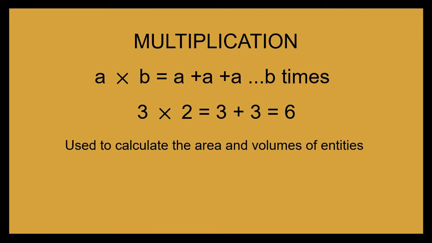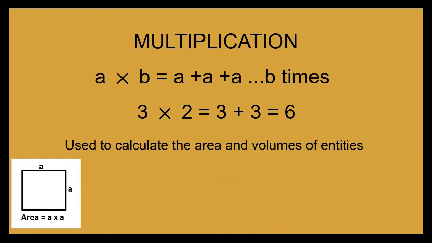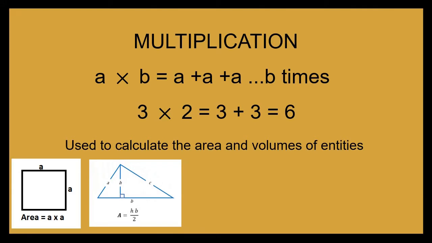Now, multiplication was a lifeline of mathematicians of the earlier civilizations. It is used to calculate areas and volumes. Now, the area of a square is a square, a being the side. And the area of a triangle is half b into h, b being the base and h being the height.